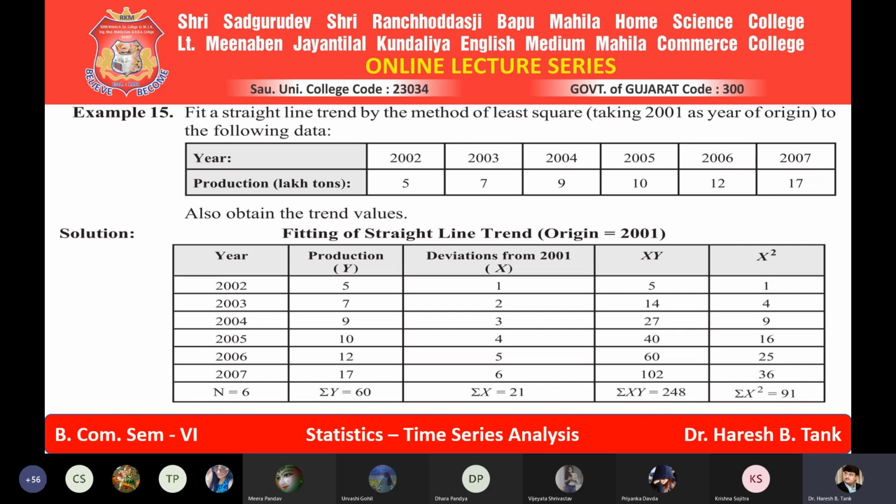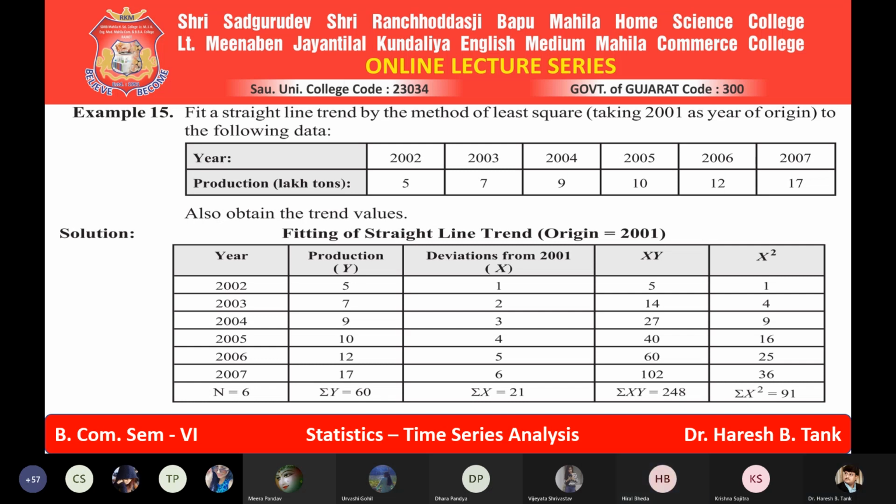Right enough? If you make a sum of each of them, it's 1 plus 4 plus 9 plus 16 plus 25 plus 36. That sum comes to 91. Are you getting 91? Yes, sir. Okay.